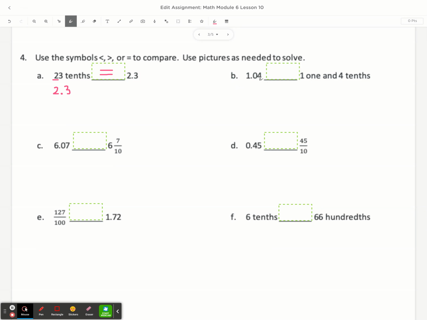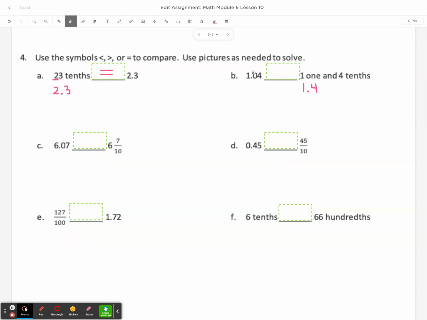Moving on to part B, I see that I have 1.04 and 1 and 4 tenths. And again, I'm going to just go ahead and rewrite that as a decimal. So 1 one is equal to 1. I'm going to put my decimal point, and 4 tenths comes right after the decimal.